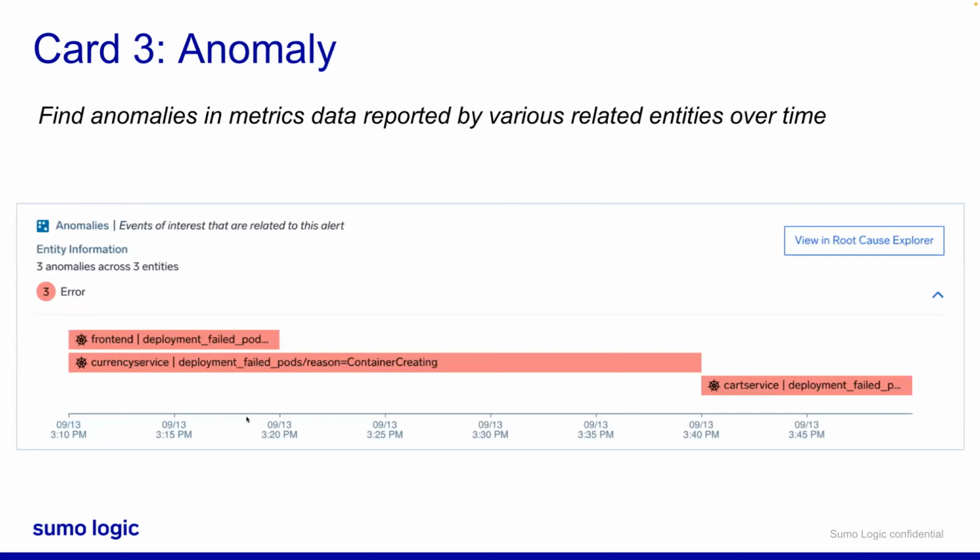Okay. The third is called the anomaly card. It finds anomalies in the metrics data that is sent to Sumo Logic over time. And it also tries to find anomalies in the metric value and how these entities relate back to an alert, right? So in this example, it is showing pod failures in a bunch of different services, which might be related to the alert, right? So pod failing is obviously an anomalous trend, and it will capture it. And this happened around the same time as the alert. So they are points of interest, and we surface those out.